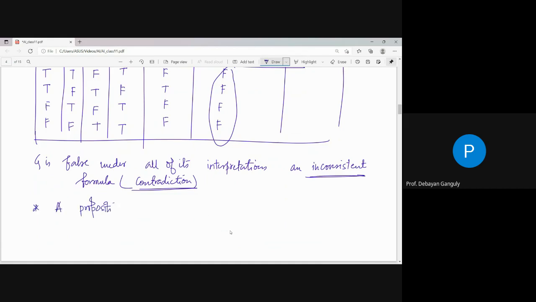a propositional formula which is neither a tautology nor a contradiction is called contingency, right?